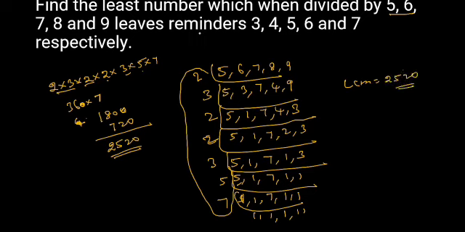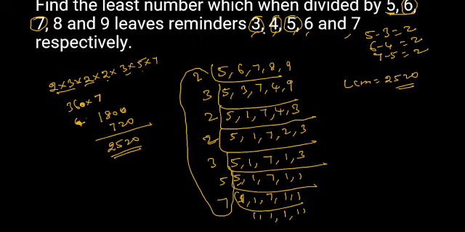Now what had been asked? It leaves the remainders 3, 4, 5, 6 and 7. When divided by 5, it leaves the remainder 3, so 5 minus 3 is 2. When divided by 6, it leaves the remainder 4, so 6 minus 4 is 2 again. When divided by 7, it leaves 5, so 7 minus 5 is again 2. When divided by 8, it leaves 6, so 8 minus 6 is again 2. And when divided by 9, it leaves 7, so 9 minus 7 is 2.